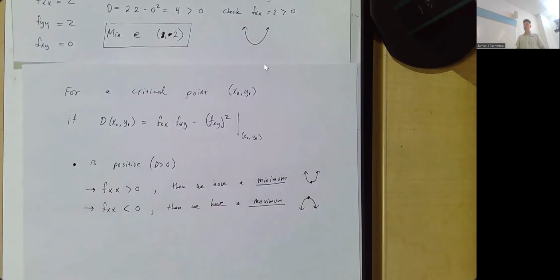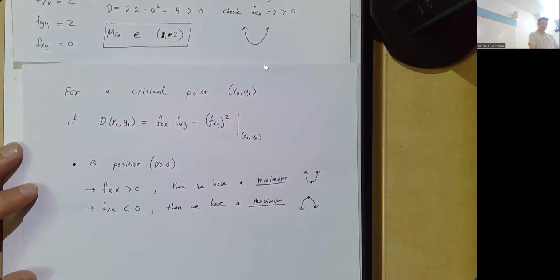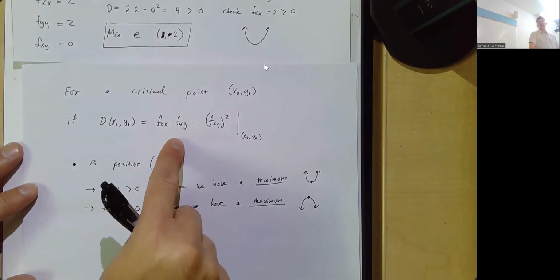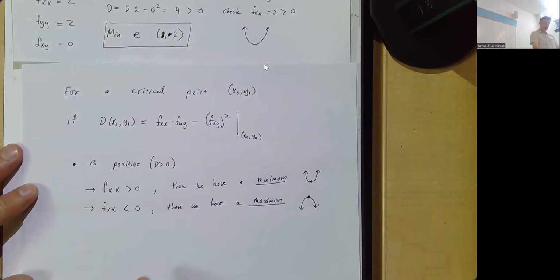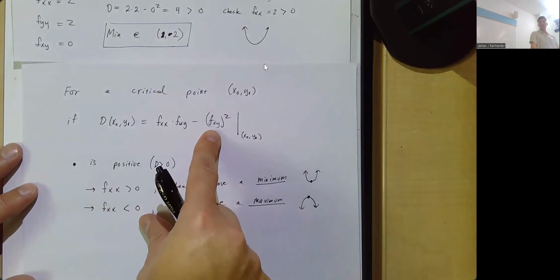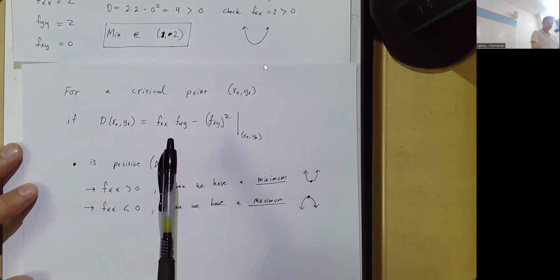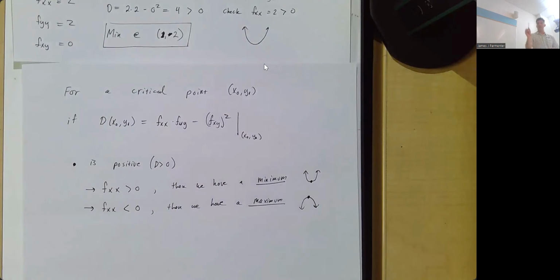Now you might be wondering, can I check either fxx or fyy? And the answer is yes. Here's why. For this whole quantity to be positive, these two things have to have the same sign. If these were opposite signs, then this would be negative, and a negative number minus a positive number is even more negative. So this can't be positive if fxx and fyy have opposite signs. Because they're the same. Right.